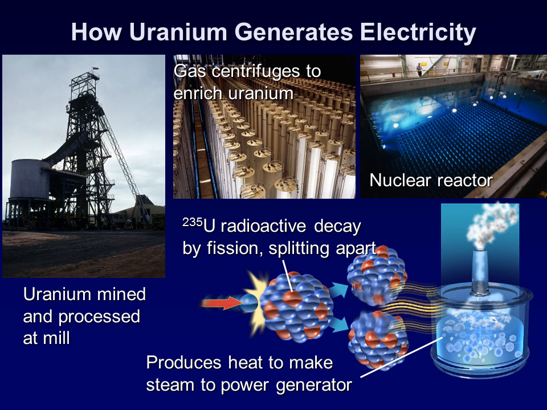So when the uranium atom is split, heat is released. The heat is used to boil water to steam. The steam is used to turn a turbine in an electric generator.